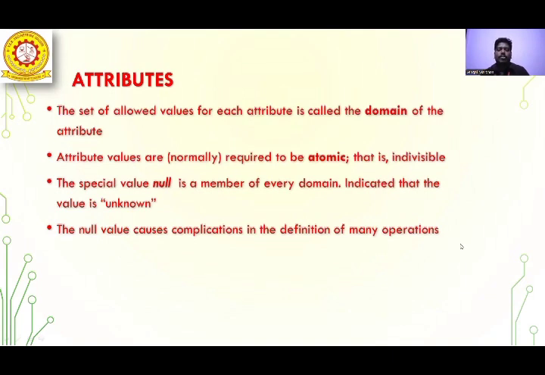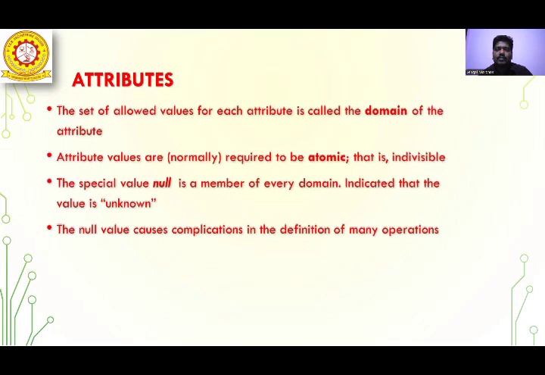And come to the attributes. An attribute represents a column in a table, and it is also called the domain of the attribute. It is the set of allowed values for an attribute. For example, salary must be an integer. Like ID, ID is an attribute. Its domain comes under integers.